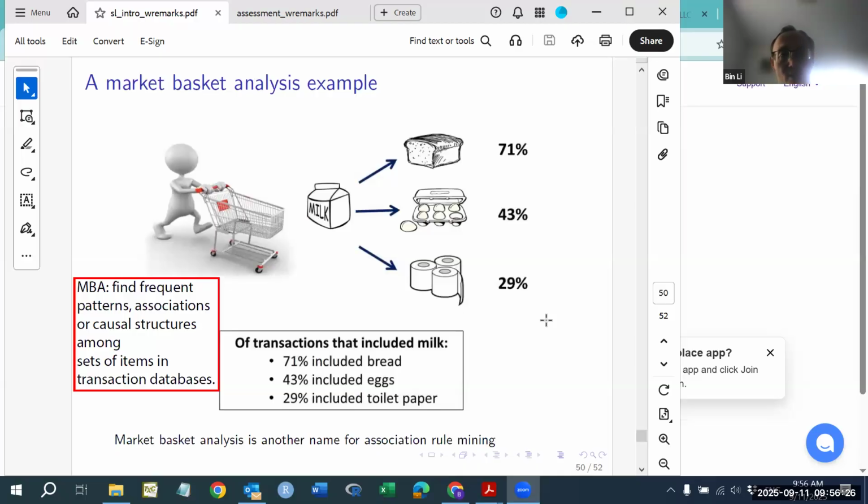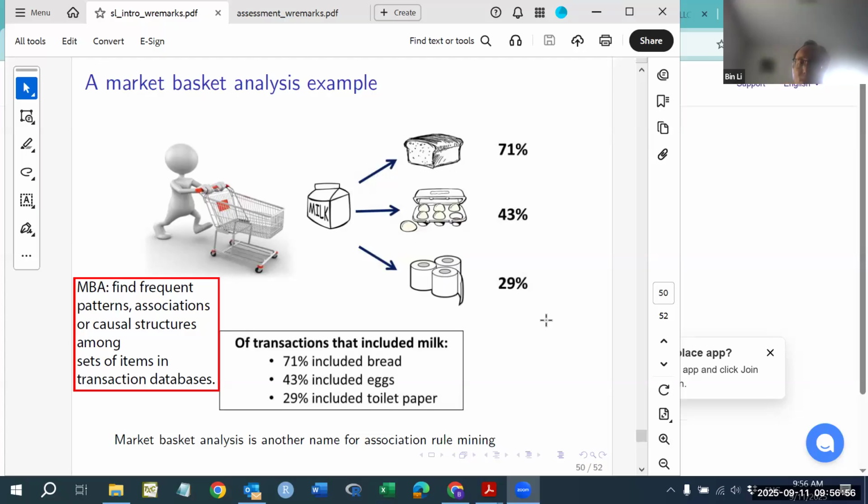And this is another example of unsupervised learning. This is market basket analysis, and we will also talk about that at the end of this semester. MBA is trying to find the frequent patterns and the associations or causal structures among a set of items in the transaction database.